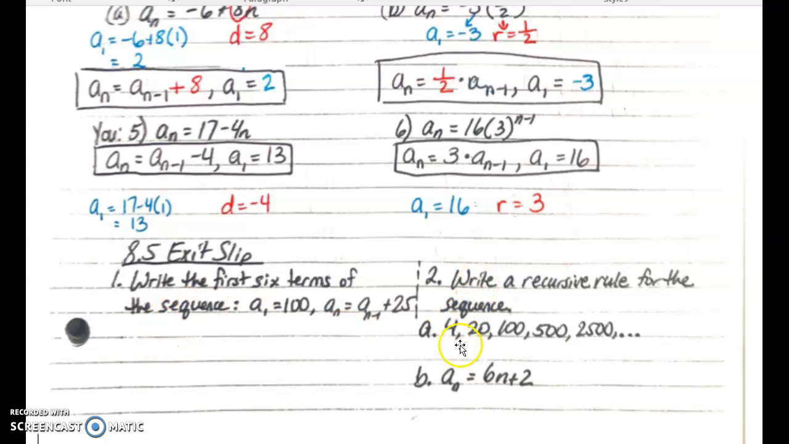You do have an exit slip, and there will be a Google form for you to check your answers and input and see how well you did on this.